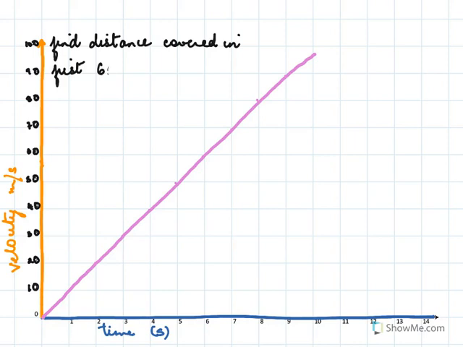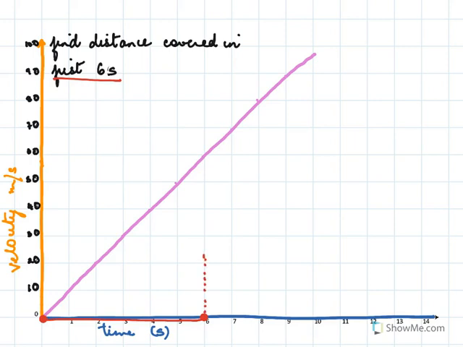Now in the same graph earlier we learned to find the acceleration. Now we will learn how to find the distance covered. Here we need to find the distance covered in the first 6 seconds. So let's mark the first 6 seconds. So here from 0 to 6, we need to find distance covered in this from 0 to 6. So we do the same process.